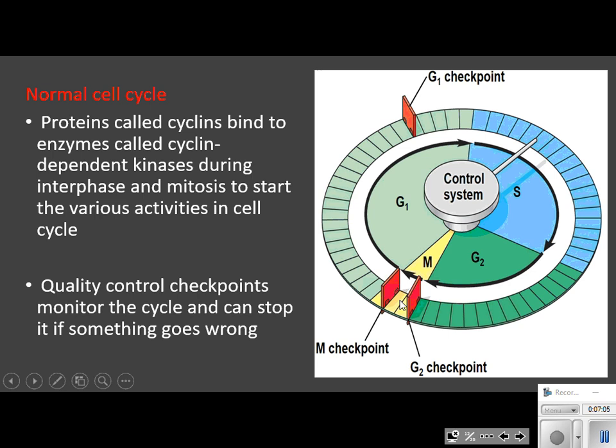Okay, prophase, metaphase, anaphase, telophase, and then we go into cytokinesis. After that, we have an M checkpoint right here. Before we start the division, before we start cytokinesis, we have this M checkpoint. Is everything good to go? And then we start the cycle again. So these checkpoints are what helps the cell to regulate itself.